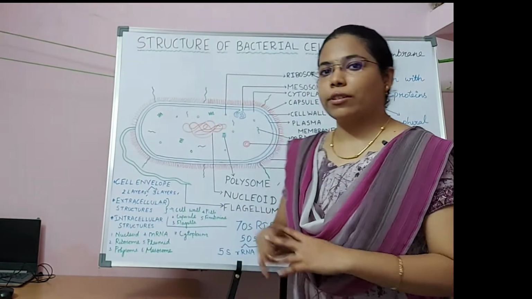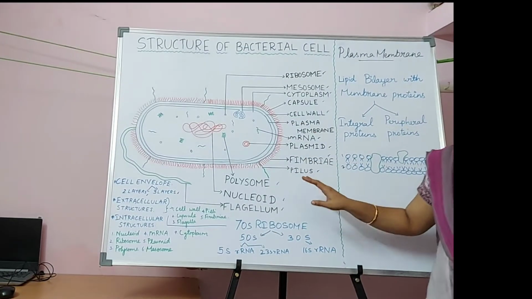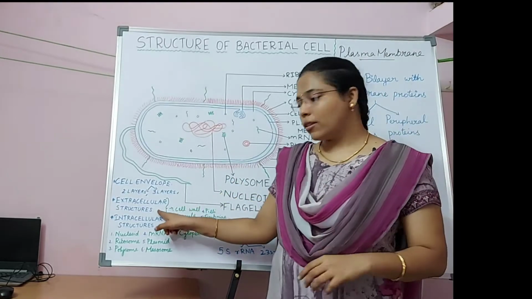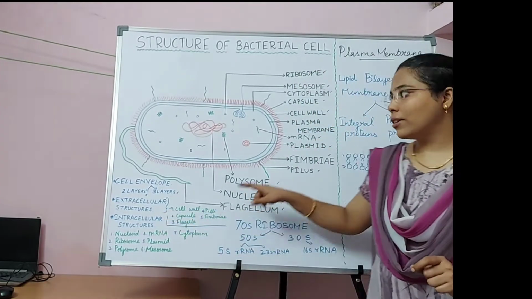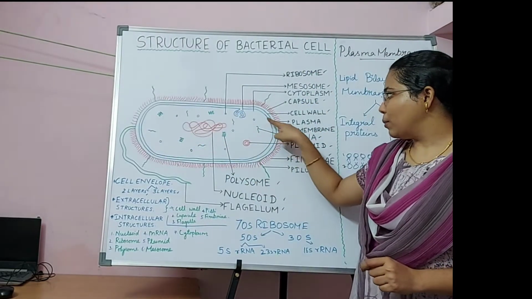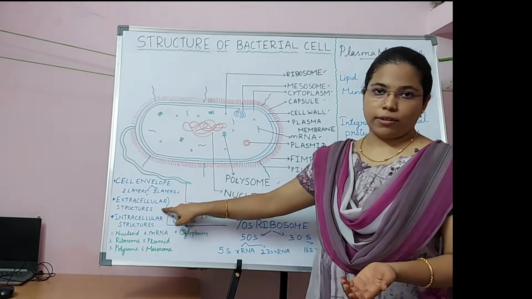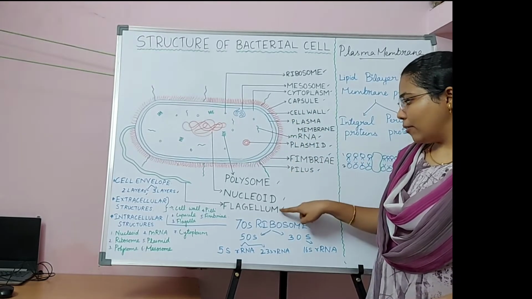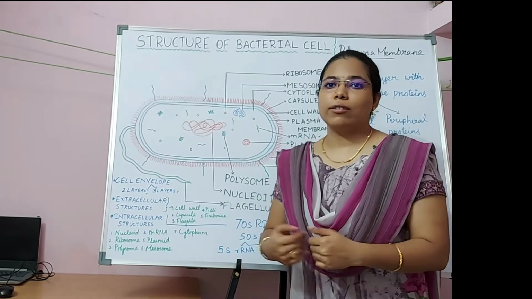Now we will move on to the structure of bacteria. This is the structure of bacteria. Bacterial structure can be broadly classified into two categories. One is extracellular structures, the other is intracellular structures. Extracellular structures are the ones that are present outside the plasma membrane. This blue color line indicates the plasma membrane. All the structures that are present outside the plasma membrane are extracellular structures. Example, cell wall, capsule, fimbriae, pilus and flagellum. These five structures are present outside the plasma membrane and they are called extracellular structures.